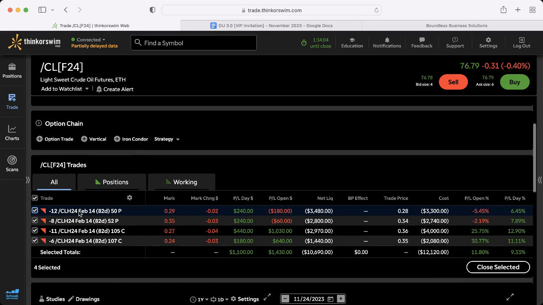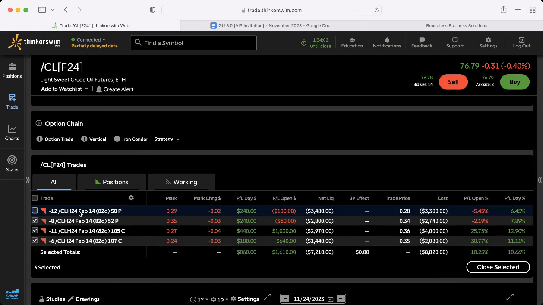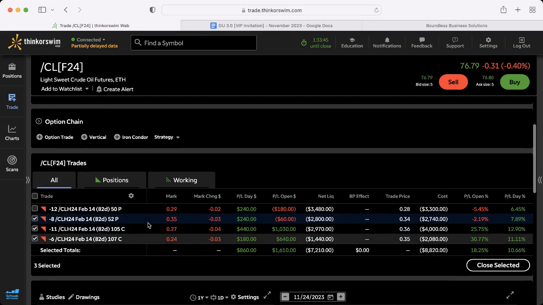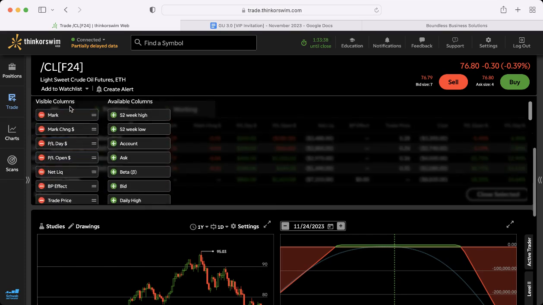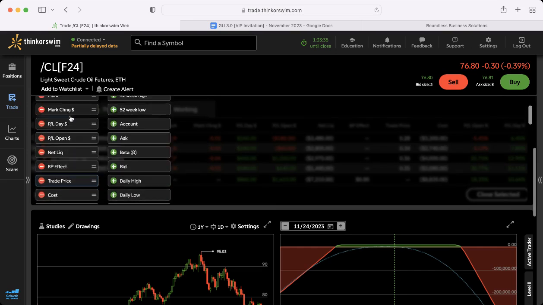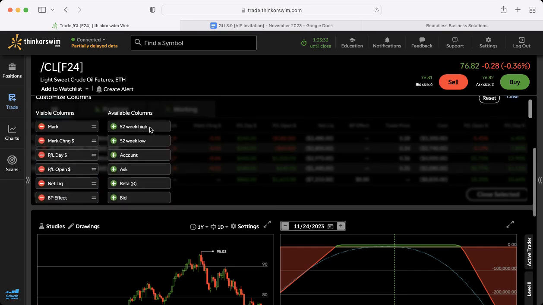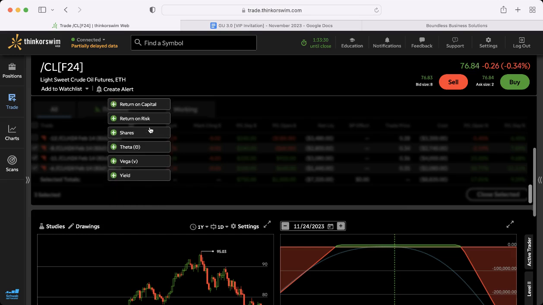Let me show you one other thing real quick. So when you get started, here's my crude oil positions. There's going to be a lot more columns across here than what I'm showing. This is when you go to your market and it has all your individual strikes. There's going to be a lot more available columns. This little gear icon right here, here's the visible columns, and here's the available columns. As you can see, there's a ton of them.